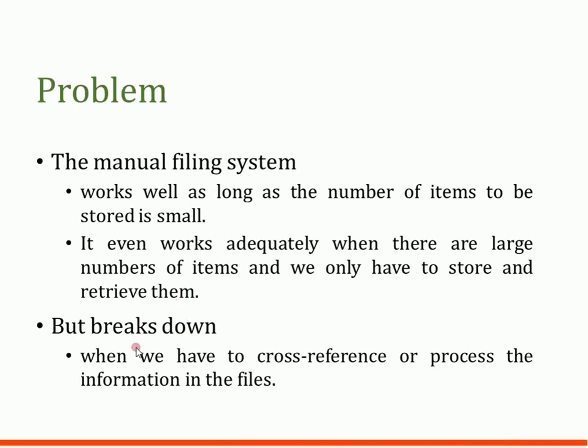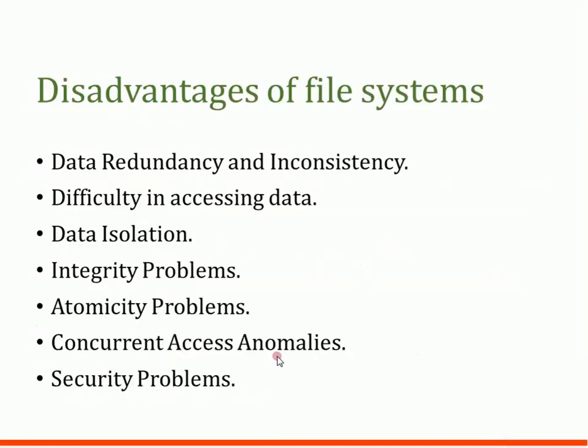It will work better when you have only store and retrieval activities. But this file system will break down when you have cross references, that is, the folders of one file and other folders of other files are cross referenced, or when you want to process the information across these files and folders. So we have several disadvantages of all these file systems, that is data redundancy and inconsistency, difficulty in accessing the data, data isolation, integrity problems, atomicity problems, concurrent access anomalies, and the security problems. These disadvantages we will discuss now.